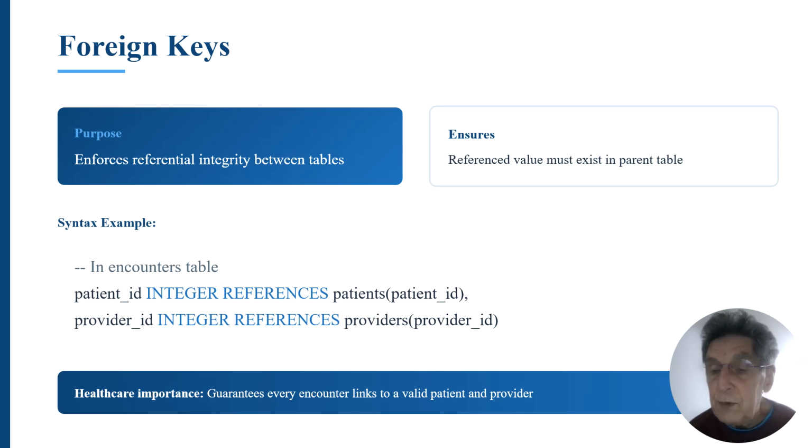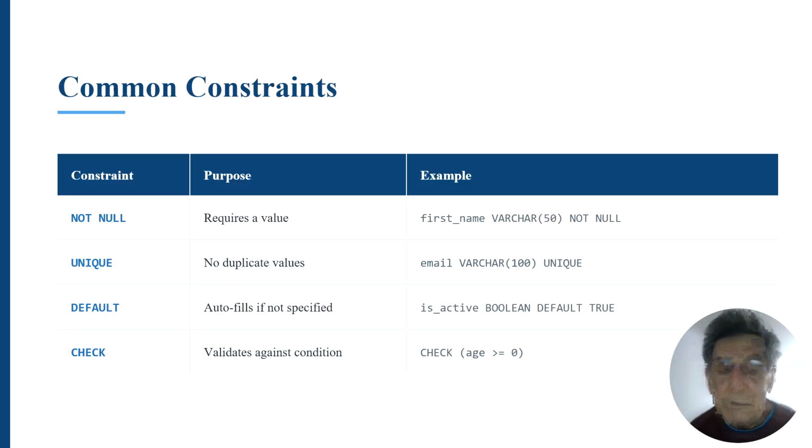Every encounter must link to a real patient. Every prescription must link to a real provider. Every diagnosis must link to a real encounter. So what happens on violation? Postgres raises an error and rejects the insert or update. The database system protects you from bad data.